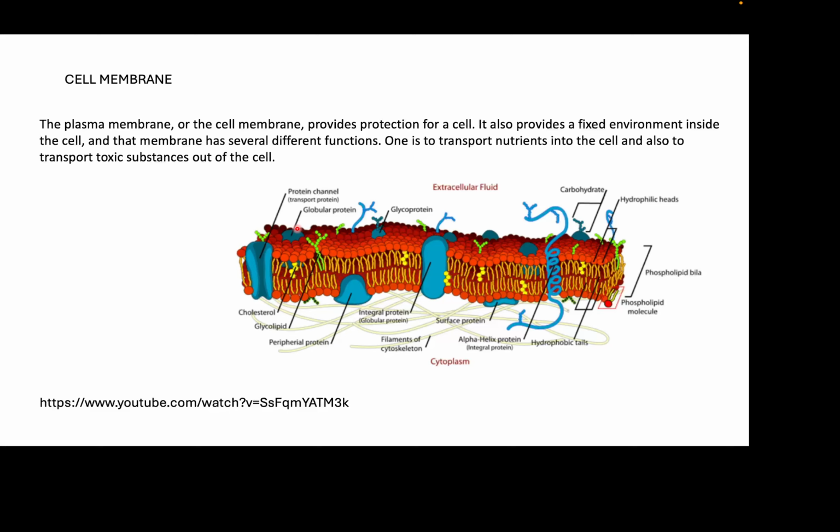Okay, so once we start with the cell membrane, what exactly is the cell membrane? The basic definition of the cell membrane or plasma membrane is: the plasma membrane or the cell membrane provides protection for a cell. It also provides a fixed environment inside the cell, and that membrane has several different functions. One is to transport nutrients into the cell and also to transport toxic substances out of the cell. So this is a pretty straightforward definition, right?